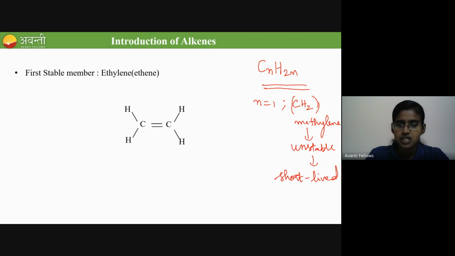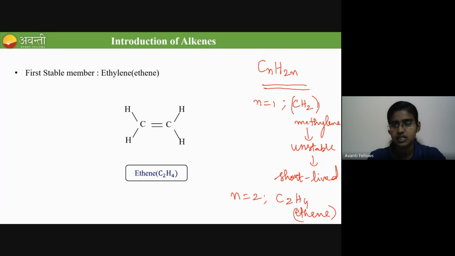Then if n is equal to 2, what will we get? We will get C2H4, right? So this C2H4 is called ethene since it has 2 carbons in it. So the C2H4 structure is there for you on the screen. Now, the hybridization of the 2 double bonded carbons is sp2. In alkanes, what is the hybridization of the carbon? It is sp3, right? So here the hybridization is sp2.